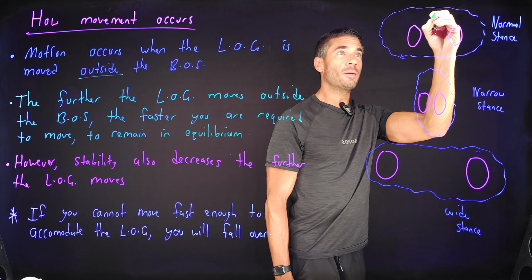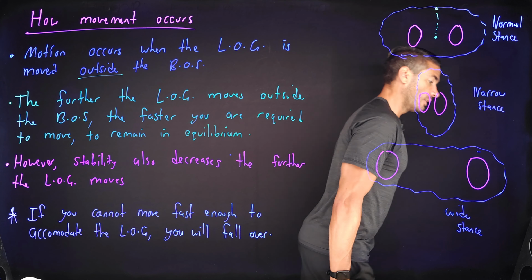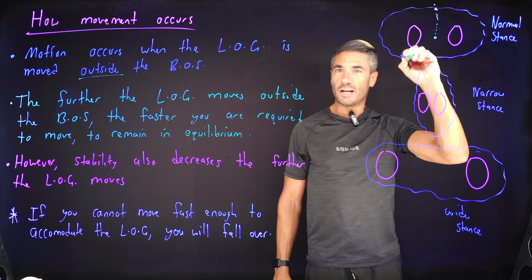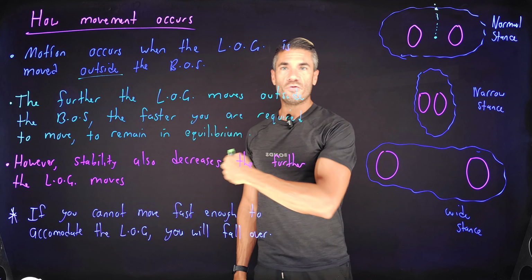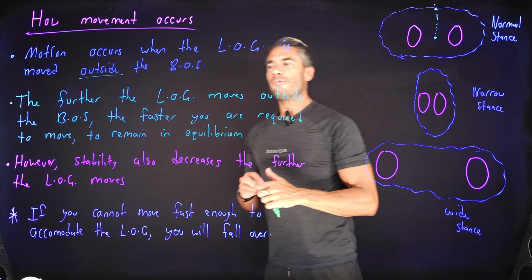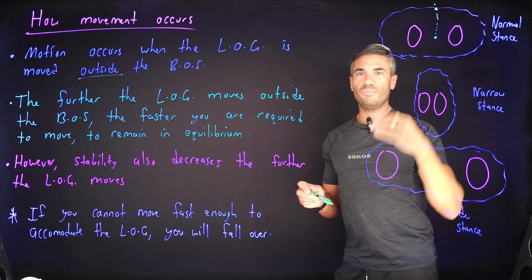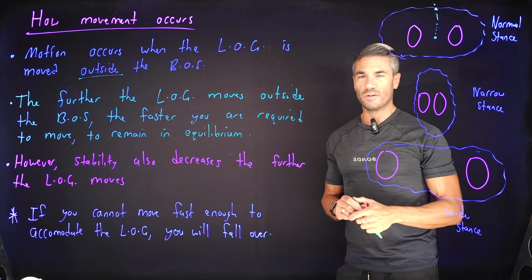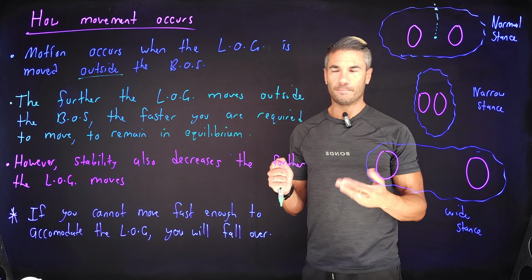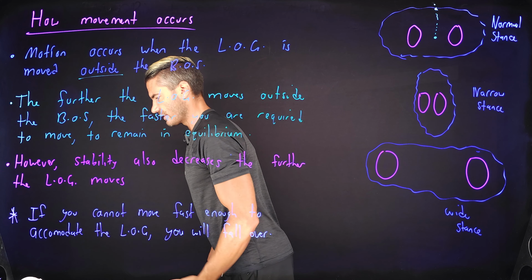And then it gets to the edge of the base of support, and this is like that teetering point. And then I just push it forward a little bit more. And the instant the line of gravity falls outside of my current base of support, movement or motion occurs. All right? The further the line of gravity moves outside the base of support, the faster you are required to move to remain in equilibrium, to remain upright. So if I'm just pushing it forward slowly, and I do this, I'm okay, all right?